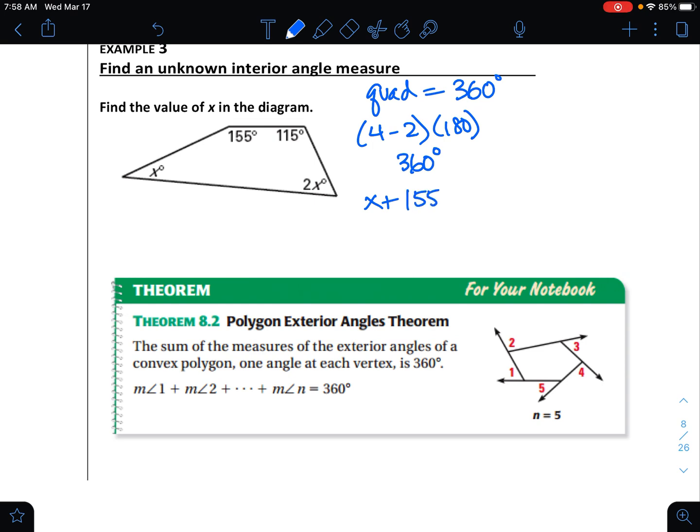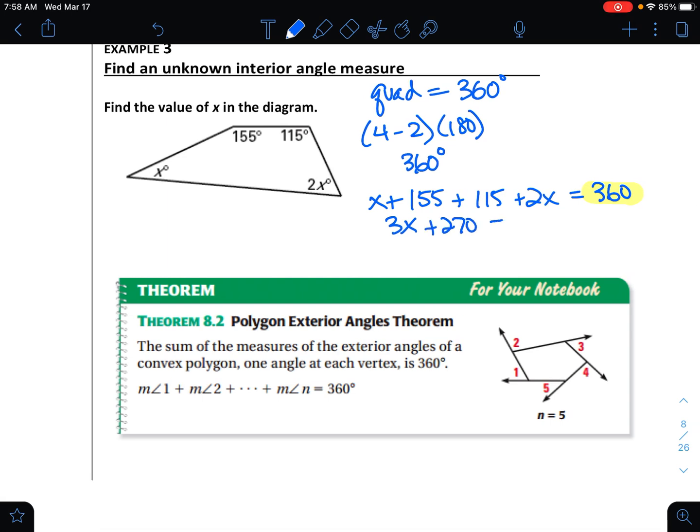155 plus 115 plus 2x equals 360. I need to really calculate 2 things. Number 1, I need to calculate this number, and then number 2, I'm calculating x. So I have 3x plus 270 equals 360. Take away 270 from both sides. I get 90, and then divide by 3. It looks like I get 30.